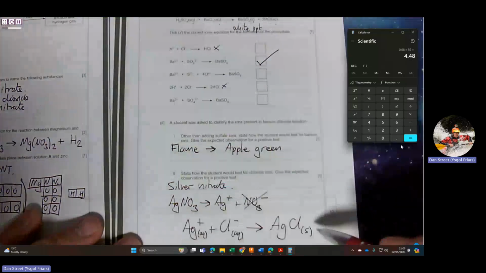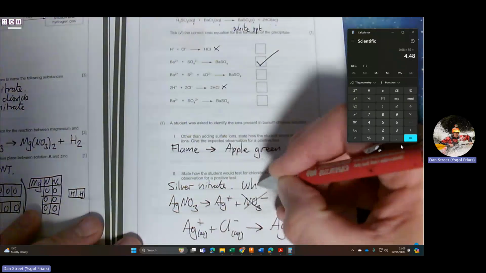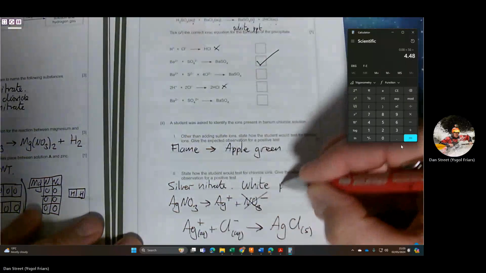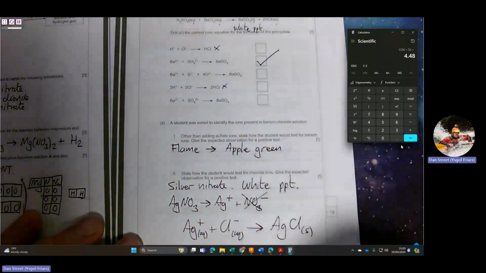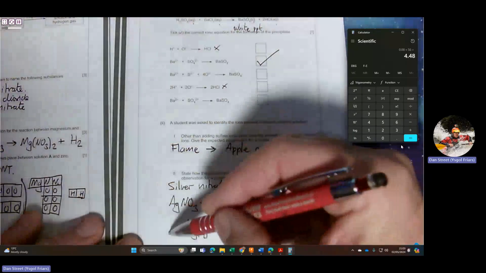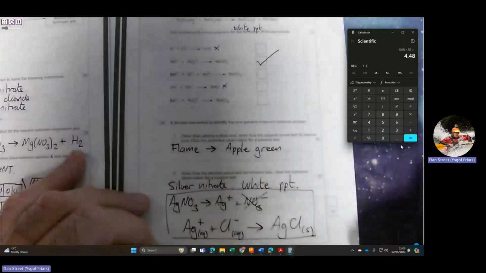But that's all background information. All they want you to put in here is that you get a white precipitate. ppt is the abbreviation for precipitate. So you don't need this bit here. That was just to help your understanding.